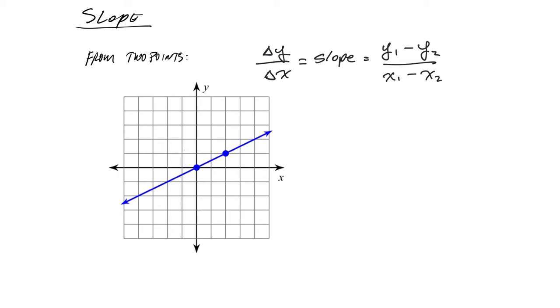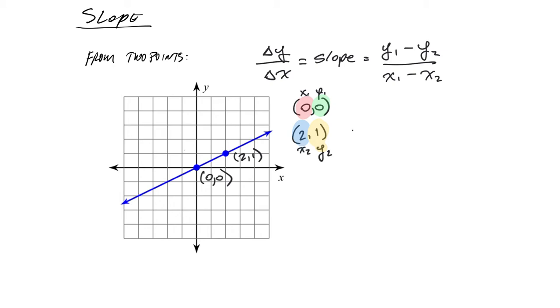Okay? So in this case, my first point right here is 0, 0, and my second point is 2, 1. So I have x1, y1, x2, y2. This is the first x coordinate, and this is my second x coordinate. This is my first y coordinate, and this is my second y coordinate.